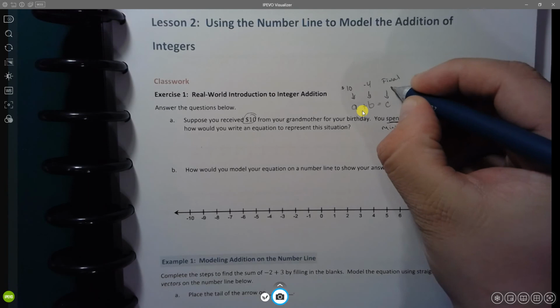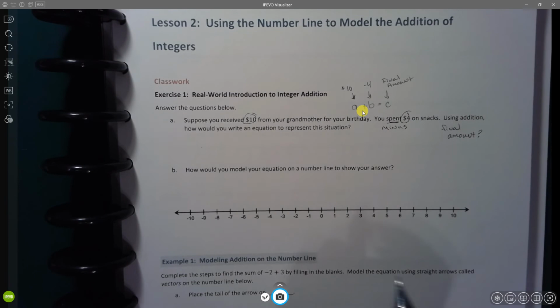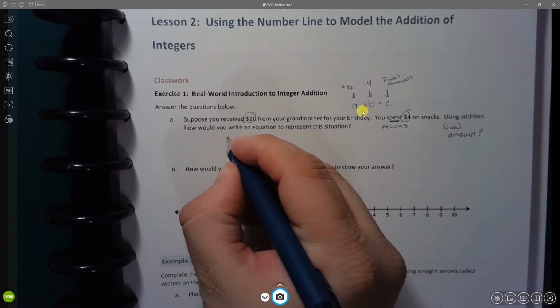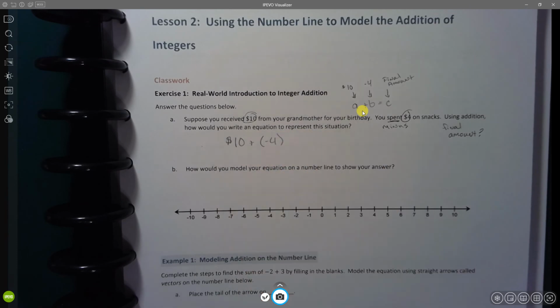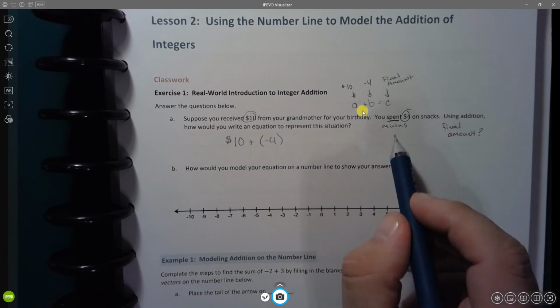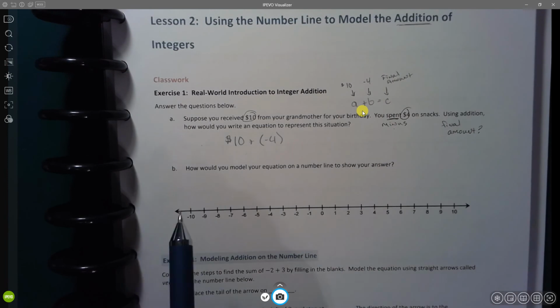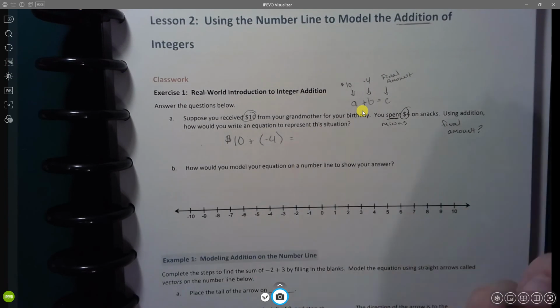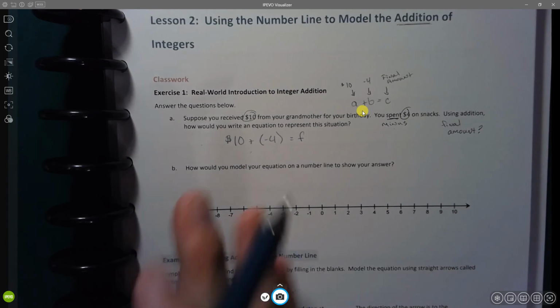These two things tell us very important information. So I can substitute in $10 plus a negative 4. Why am I choosing a negative 4 again? Because this is a spent problem. I'm losing money. Why am I not using the word minus in this sentence? Because it wants me to model addition, so I'm using addition instead. Equals F, because we don't know what the final amount is. Now that's my equation. I've done what I'm supposed to do.